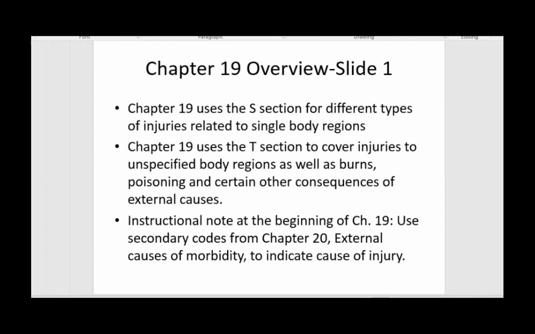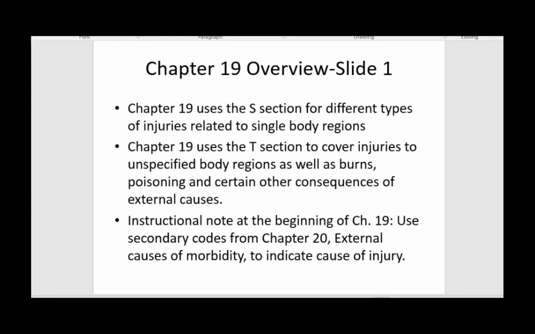Our first slide has to do with Chapter 19, an overview. Chapter 19 uses the S section, S as in Sam, section for different types of injuries related to single body regions, and the T for Tom section to cover injuries to unspecified body regions as well as any burns, poisonings, adverse effects, complications of care, different consequences that are caused by something external to the body.